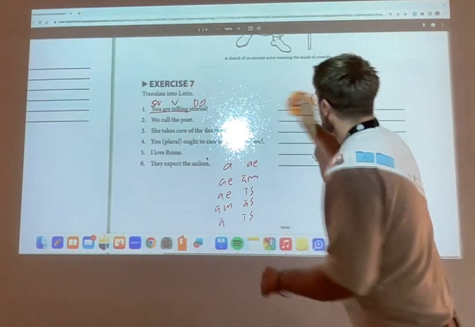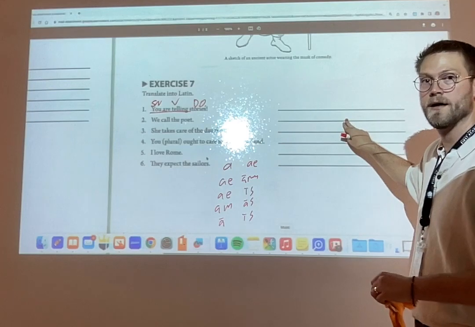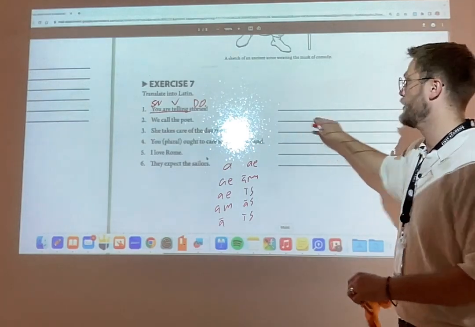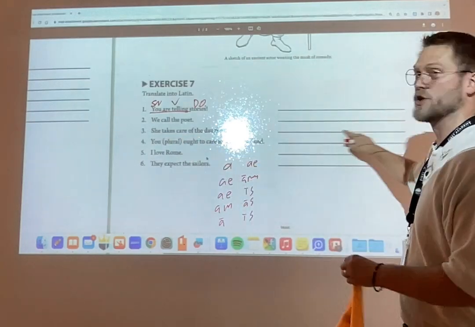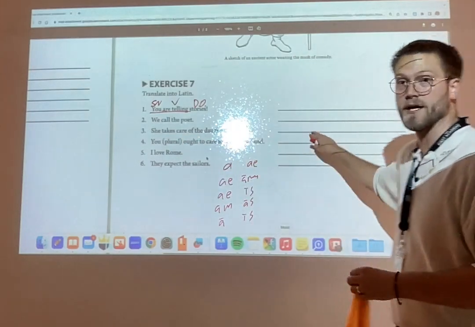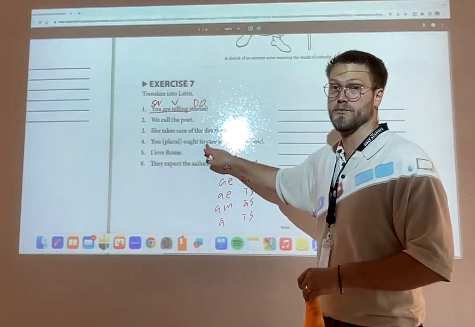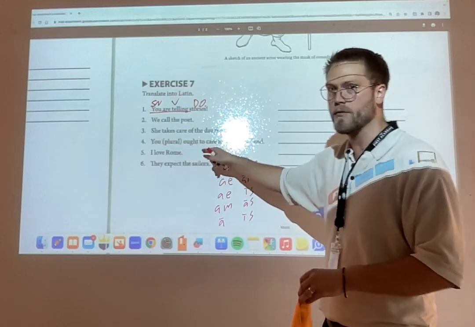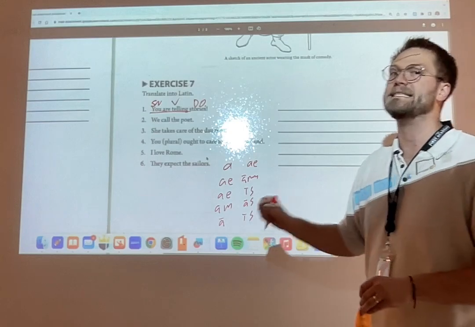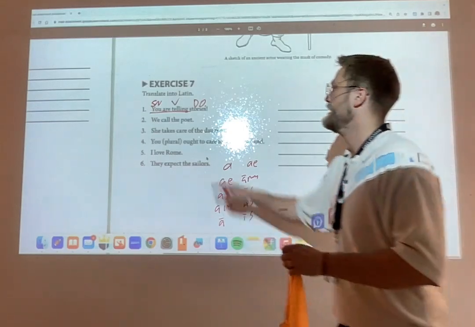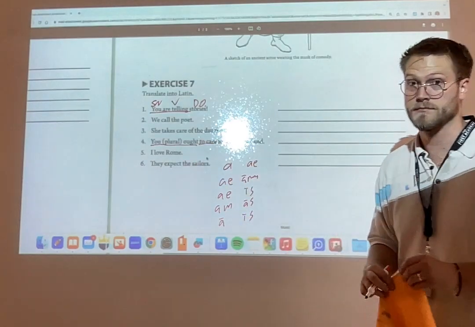Now, the next one. We call the poet, poetam vocamus. Poetam vocamus. She takes care of, that's curat. And daughter should be filiam. Filiam curat. You plural ought to. So the verb for ought to is debere. So you plural ought to, debetis. Debetis. All right? Now, here's the thing. You plural ought to care for.